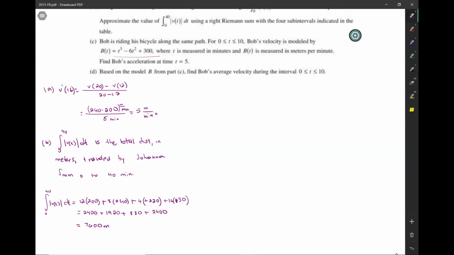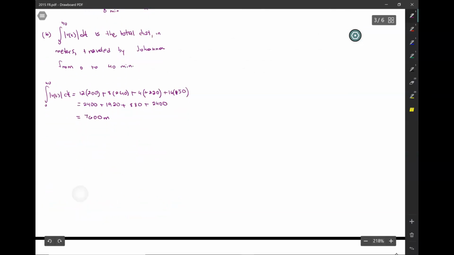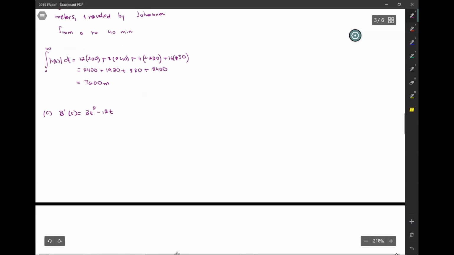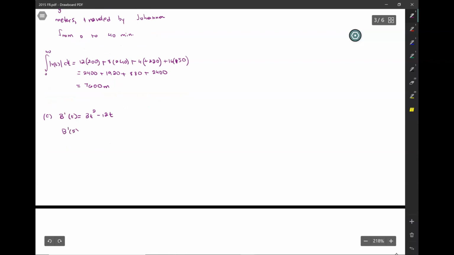Well, acceleration is the derivative of velocity, right? So for part C, you have to say b prime of t is equal to 3t squared minus 12t, right? Just take a derivative. And now we want b prime of 5. 3 times 25 minus 60, 15. What are the units? Meters per minute squared. It's the acceleration. Meters per minute per minute.